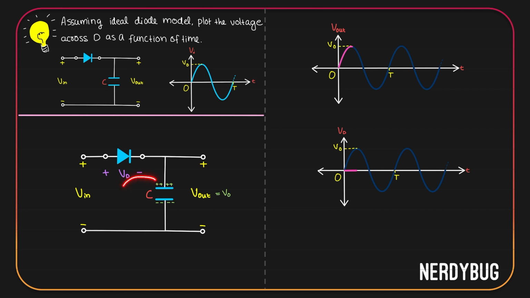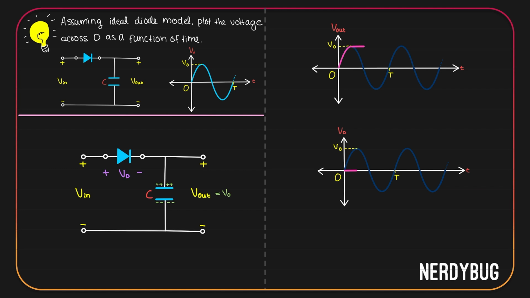If current is flowing in this direction, that means current is flowing from the N side of the diode to the P side of the diode, which is impossible. So the capacitor cannot discharge. That means the potential across it cannot decrease. That means V output cannot decrease. So from T by 4 to T by 2, even when the input is decreasing from its maximum value to 0, output will remain V naught. Let's plot it on the graph.